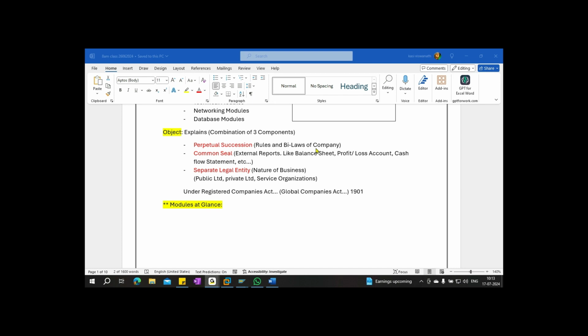Perpetual succession means rules and bylaws of the company. What's that? Rules and bylaws of company. Sir, what is the rules? What is the bylaws? Observe, each and every company maintain their own rules and regulations. Like manufacturing, rules are different. Service, rules are different. Oil and gas, rules are different. Then, sir, what is bylaws?